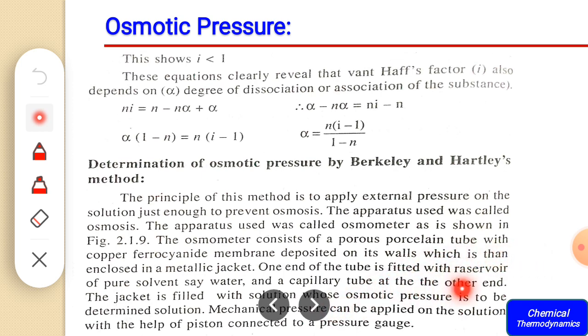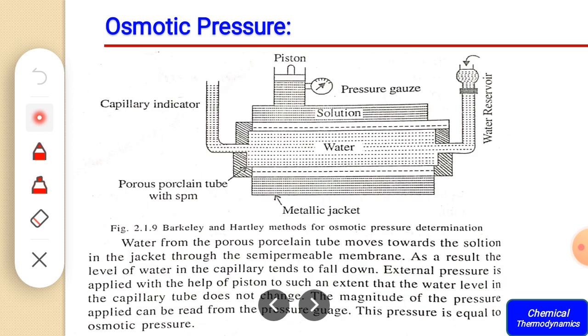One end of the tube is fitted with a reservoir of pure solvent like water, and a capillary tube at the other end. The jacket is filled with the solution whose osmotic pressure is to be determined. Let us see how. Here you can observe this jacket of the tube is filled with the solution whose osmotic pressure is to be determined, while this tube is filled with the pure solvent like water. These two are separated by means of a semi-permeable membrane. This is the porous tube with the semi-permeable membrane.